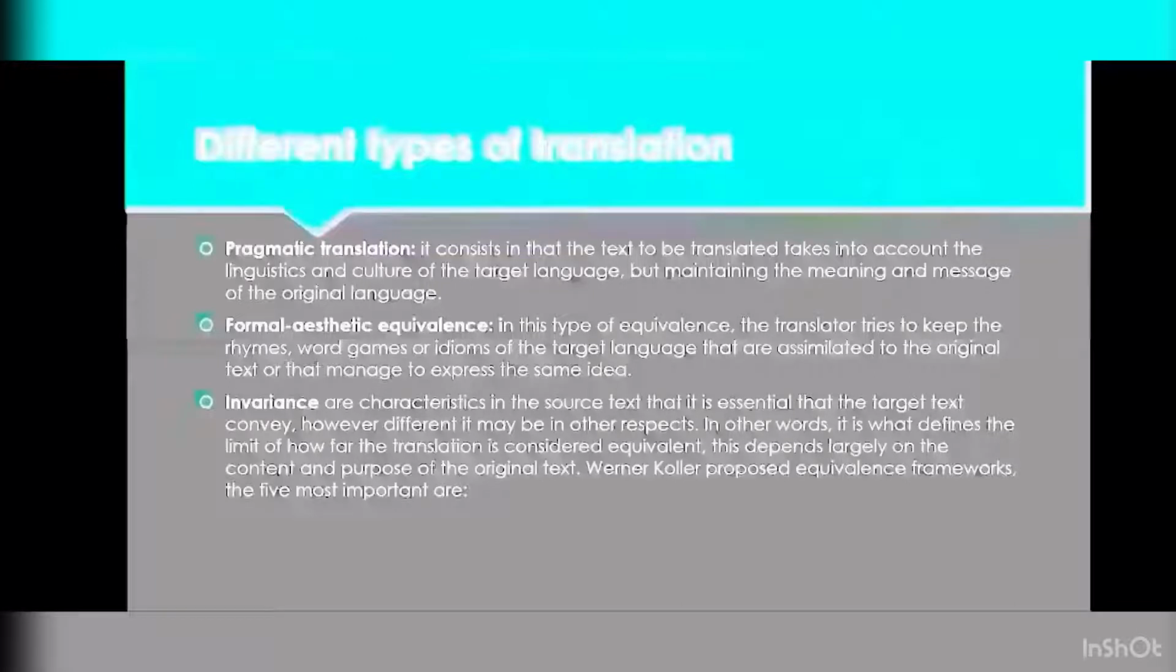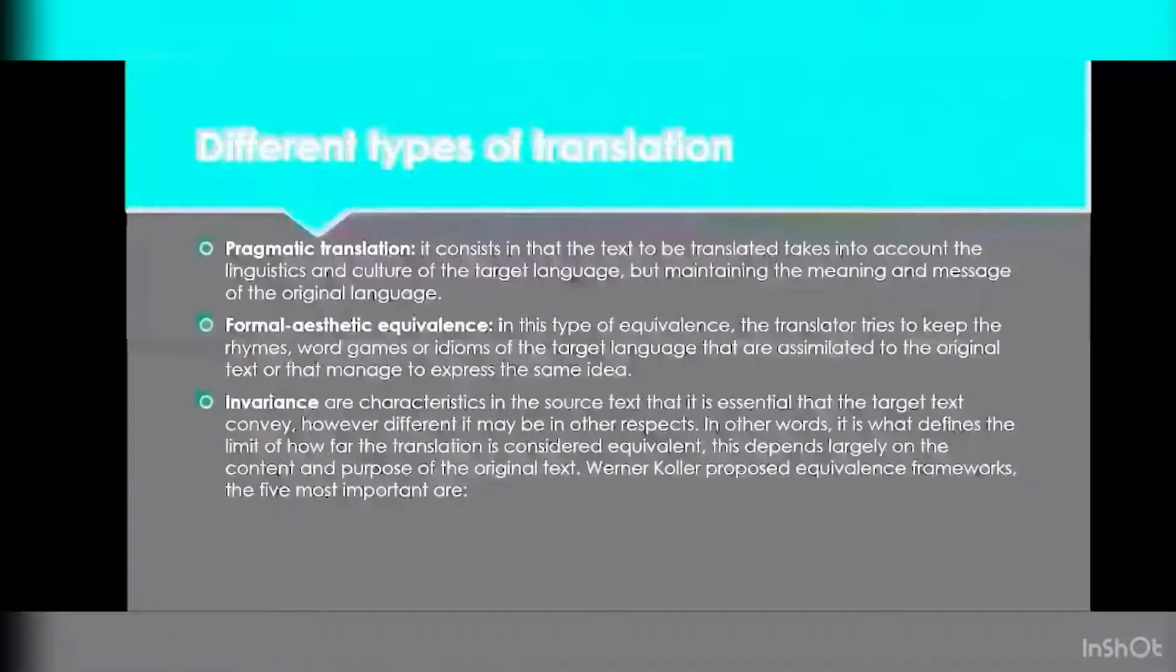Different types of translation. Pragmatic translation consists in that the text to be translated takes into account the linguistic and culture of the target language, but maintaining the meaning and message of the original language. The next one is formalistic equivalence.